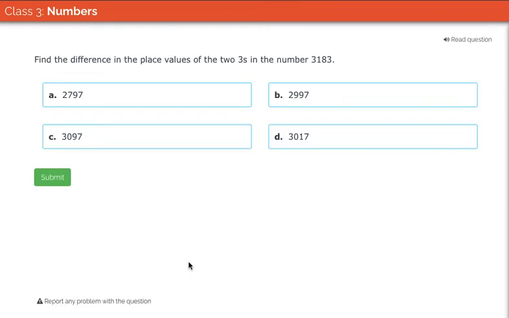Find the difference in the place values of the two threes in the number 3,183. So we have to find the difference, that means subtract, 3,000 minus 3. So 3,000 minus 3 is 2,997.